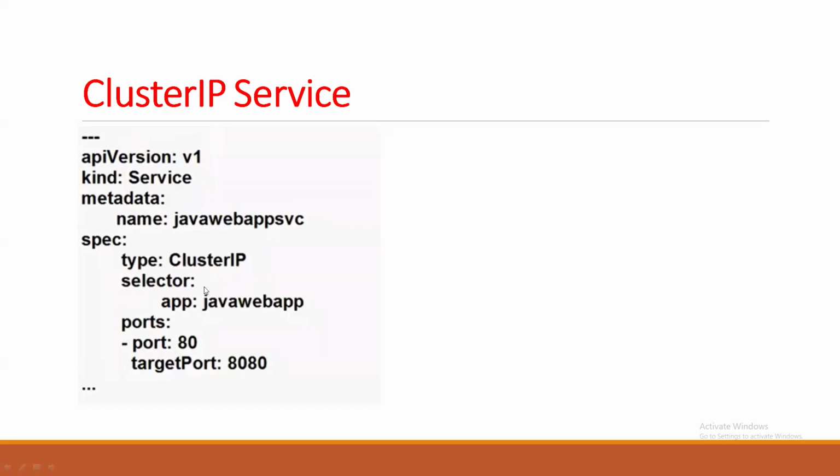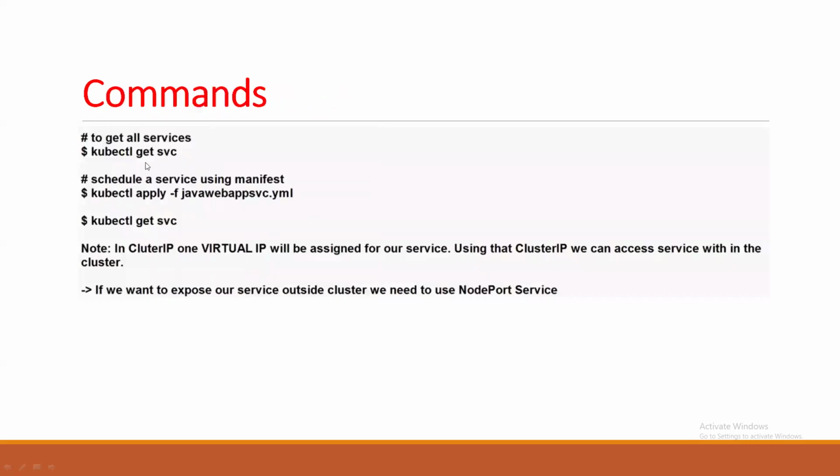So load balancer, right? kubectl get svc. There is no service. Schedule a service using the manifest file: kubectl apply -f java-web-app-svc.yml. So kubectl get svc. In the cluster IP, one virtual IP will be assigned to our service. Using that cluster IP, we can access the service within the cluster.